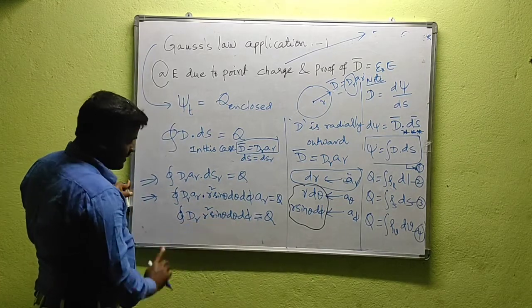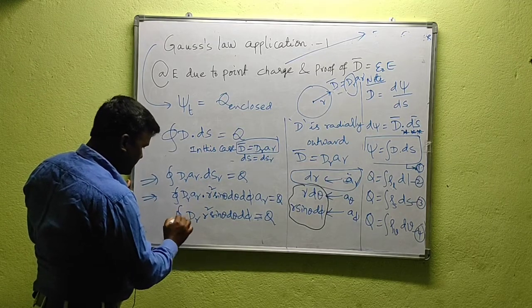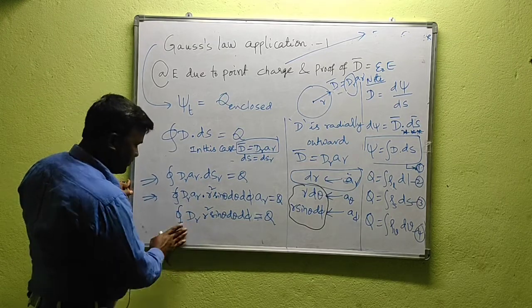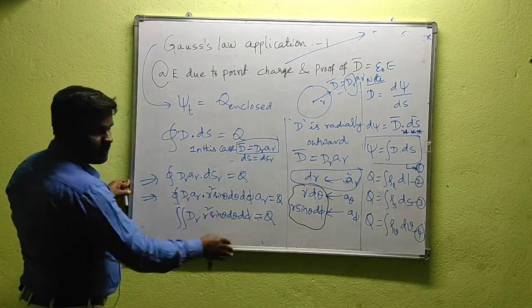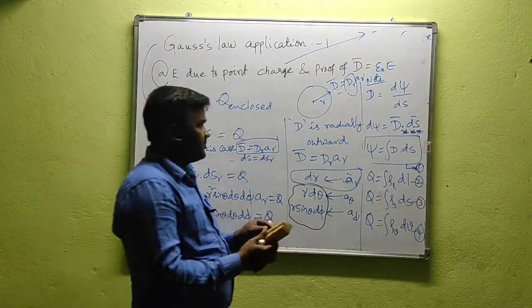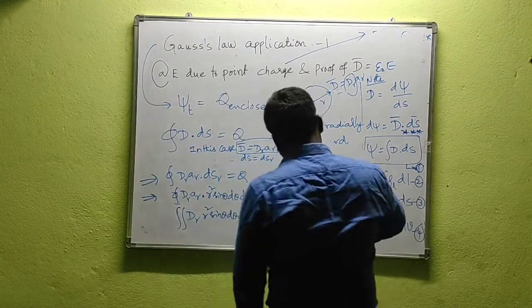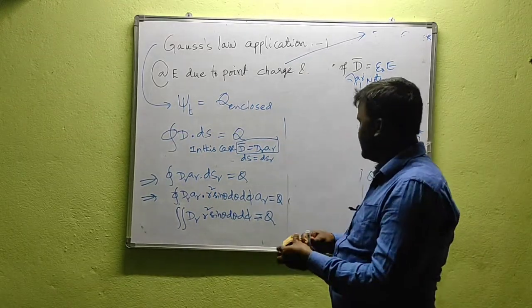Now here integration is clearly with respect to theta and phi. That is a surface integral, or else a double integral. We can write surface integral means double integral. So integration with respect to theta and phi, so that is a double integral. Now we can find this one.